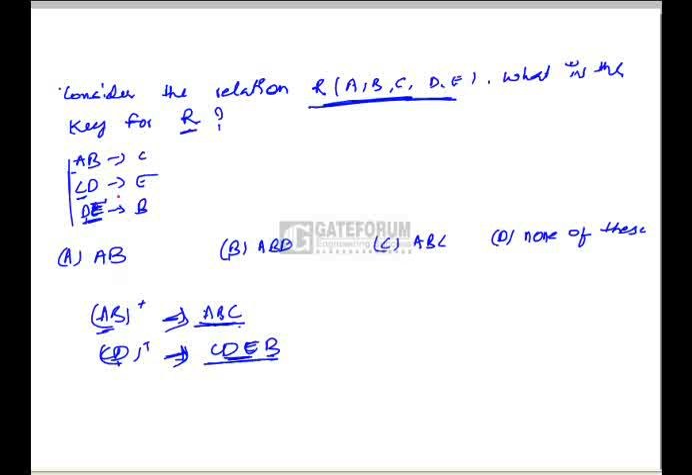Let us check with DE. So DE closure is nothing but DE, and from DE we'll be getting B. So it stops here only. We cannot determine the remaining attributes from DE. So let us check further.